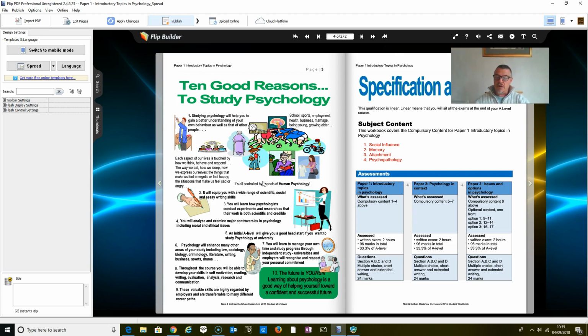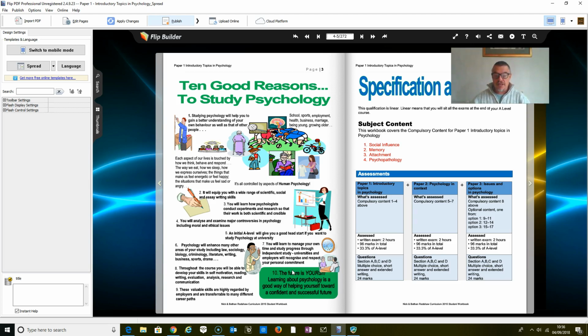An initial A-level will give you a good head start if you want to study psychology at university. Universities say that you don't need this, but at the end of the day, any head start is good. Studying A-level psychology is the third most popular subject in the country, so a win-win-winner. Psychology will enhance many other areas of study, including law, sociology, biology, criminology, literature, writing, business, sport, and drama. Having an understanding of psychology will really help in your writing skills, in your ability to critically analyse and evaluate. Psychology will provide that kind of basis.